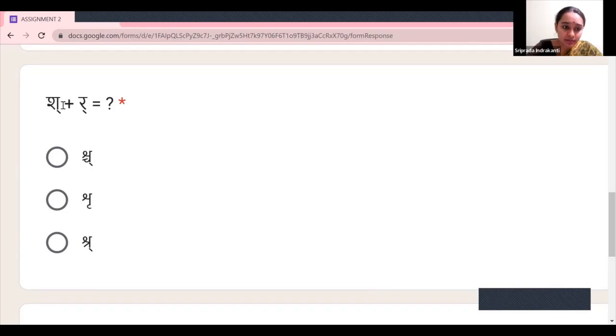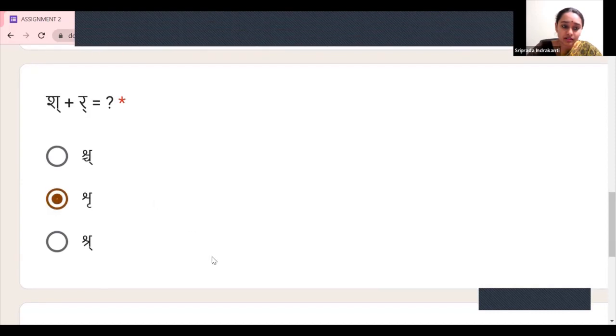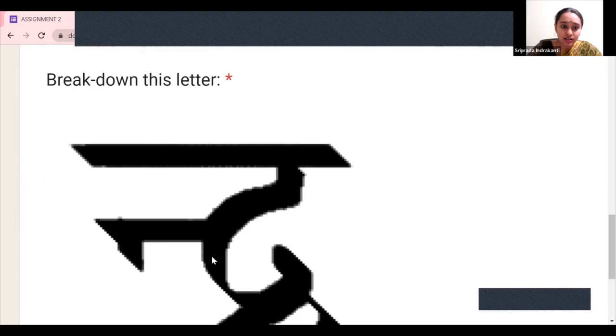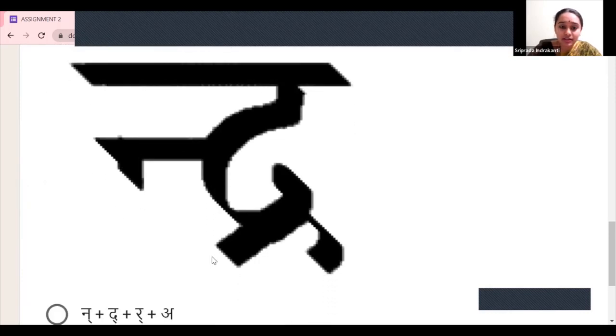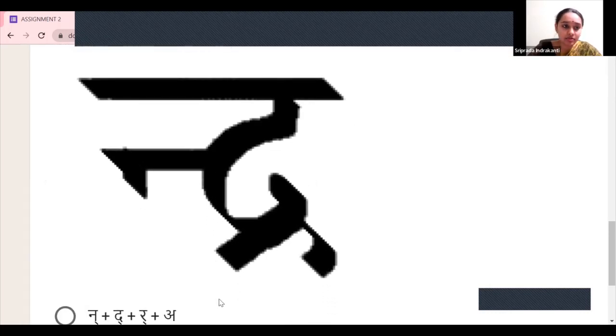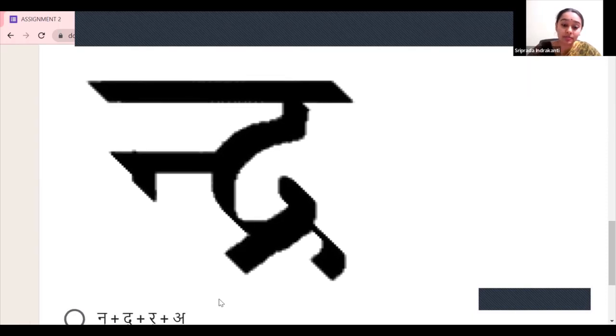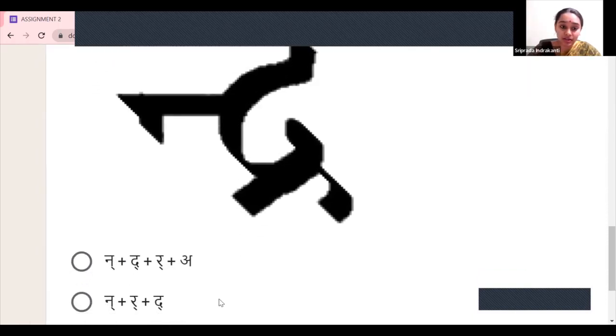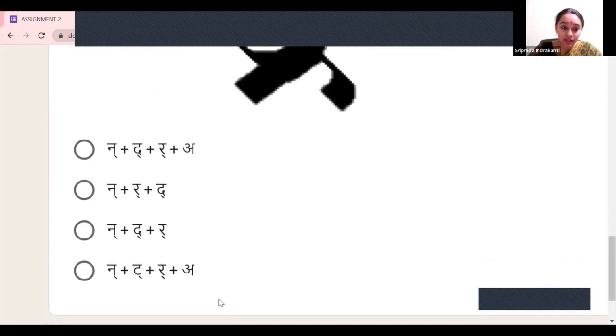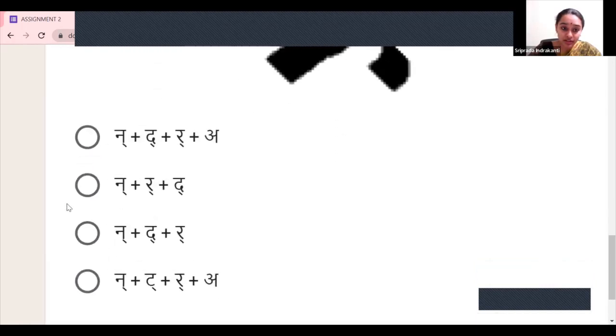So what two letters make which letter? And the next one is break down this letter. Just like we looked at the game, split the word, split the letter, split the word. This is just a letter, but we can split it. The following options are very tricky.